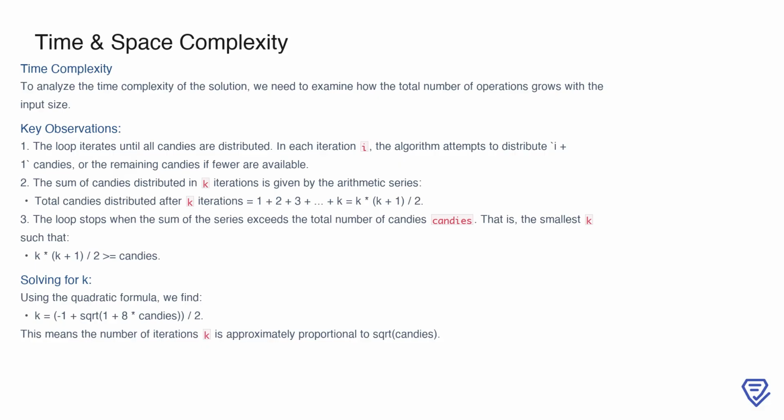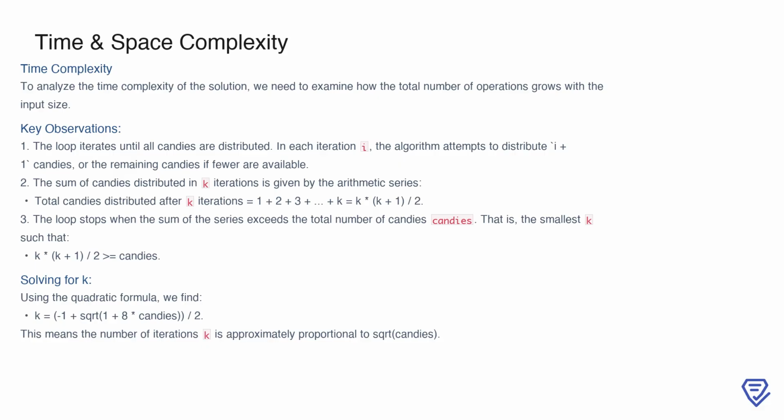The process of distributing candies involves a loop. In each iteration, the algorithm attempts to distribute a specific number of candies, equal to the iteration index plus 1. For instance, in the first iteration, it gives 1 candy, in the second, 2 candies, and so on, or it distributes what's left if there aren't enough candies.